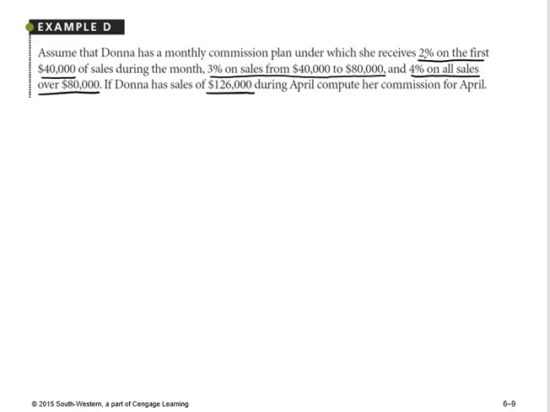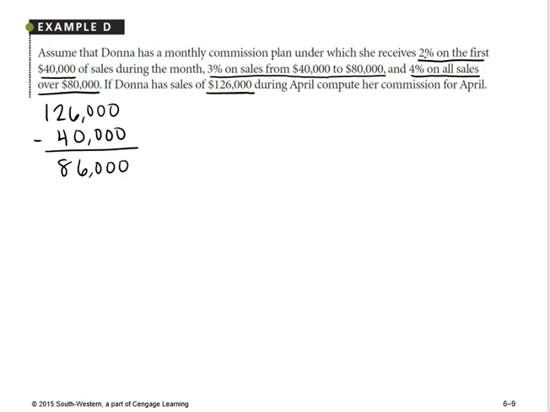The first thing we're going to do is figure out the amounts for each commission rate. So I'm going to take her total sales of $126,000 and subtract her first commission amount up to $40,000. This is going to give me $86,000.